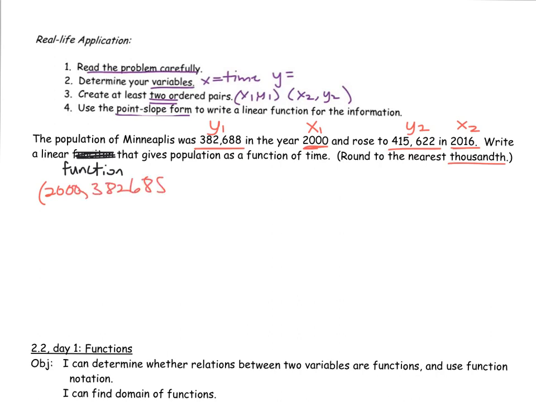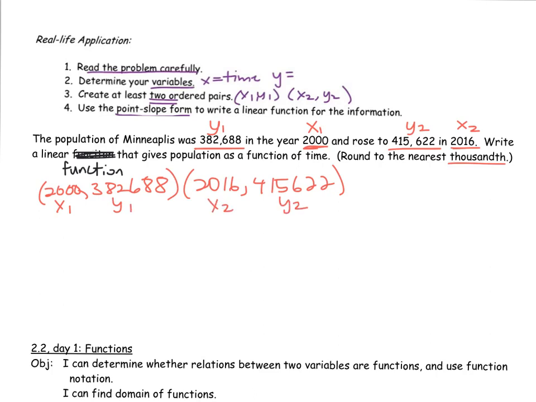If we can represent 2 pieces of information as our 2 ordered pairs, we would have 2,000, 382,688, and I'm not going to put a comma in there just so that we don't have so many commas to work with. And then we have 2016 and 415,622. So now it's business as usual. We have our x1, y1, and our x2, y2.